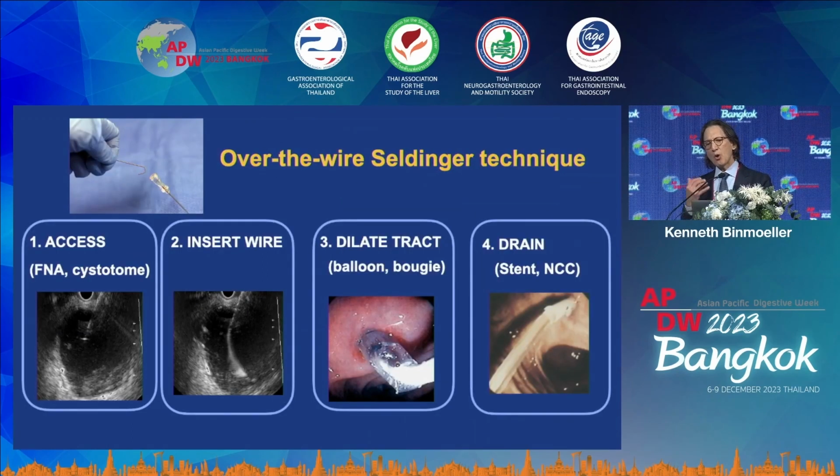So the Seldinger technique, which radiologists use in their daily practice, we basically borrowed from them and we applied it for this procedure, consisting of these 4 steps. We access either with an FNA needle or a cystotome, we insert a wire, we dilate the tract, could be a balloon or a bougie, and then we place a stent or stents or nasocystic catheter for drainage.